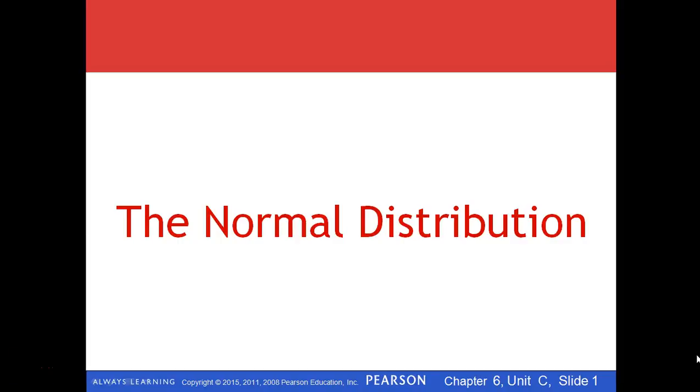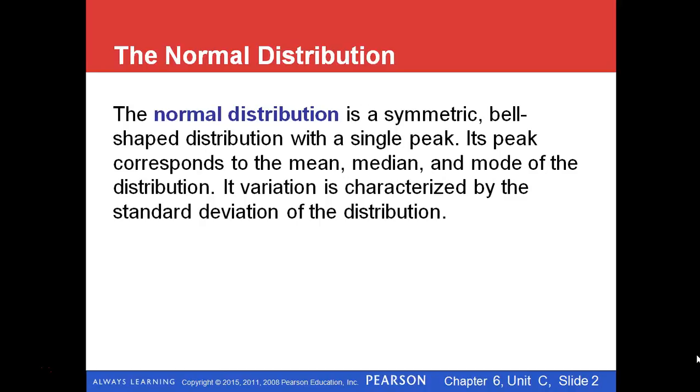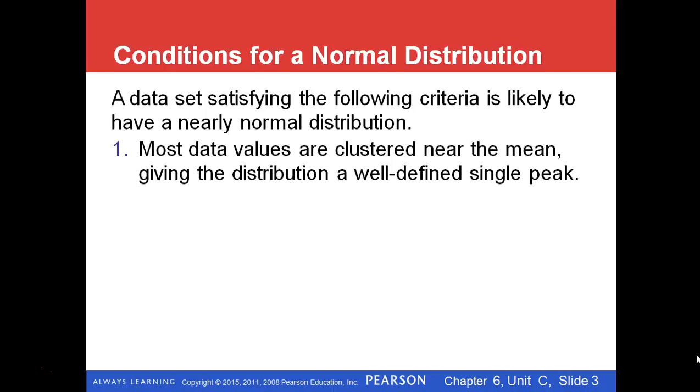In this video, we will explore the normal distribution. A normal distribution is a symmetric, bell-shaped distribution with a single peak. The peak corresponds to the mean, median, and mode of the data set, and the variation is characterized by the standard deviation. In order to classify a data set as being normally distributed, most of the data values must be clustered near that mean to create a well-defined single peak.